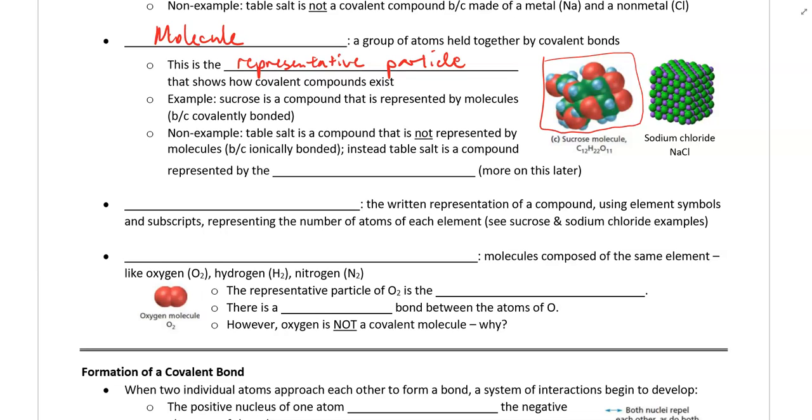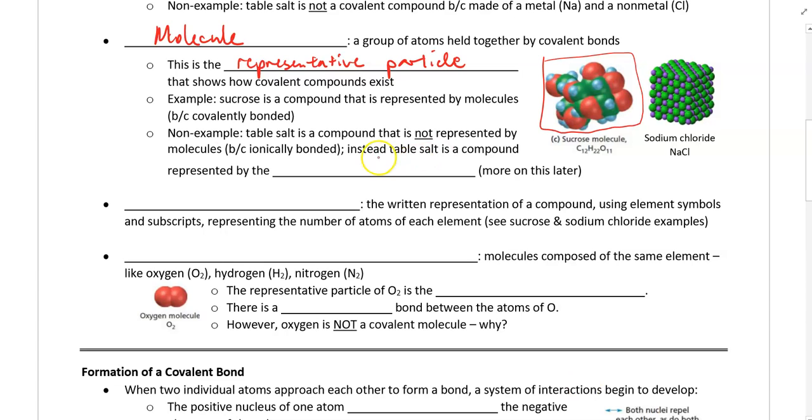And this, again, is one of those examples where there's only one of them. We can look at some other ones later on. But remember, the important thing is that this representative particle shows you how any of these compounds exists in reality. And sucrose, as this example, is a compound that's represented by molecules. In contrast, what you see here as a non-example, table salt is a compound, but it's not represented by molecules because it's ionically bonded.